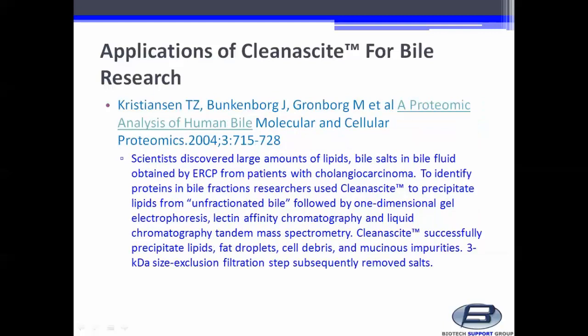Authors Christiansen et al. published an article in the journal Molecular and Cellular Proteomics titled A Proteomic Analysis of Human Bile, which cites Cleanascite. Scientists discovered large amounts of lipids and bile salts in biofluid obtained by ERCP from patients with cholangiocarcinoma. To identify proteins and bile fractions, researchers used Cleanascite to precipitate lipids from unfractionated bile, followed by one-dimensional gel electrophoresis, lectin affinity chromatography, and liquid chromatography tandem mass spectrometry. Cleanascite successfully precipitated lipids, fat droplets, cell debris, and mucinous impurities. 3 kDa size exclusion filtration steps subsequently removed salts.